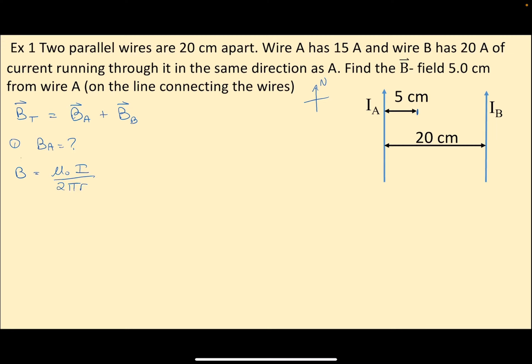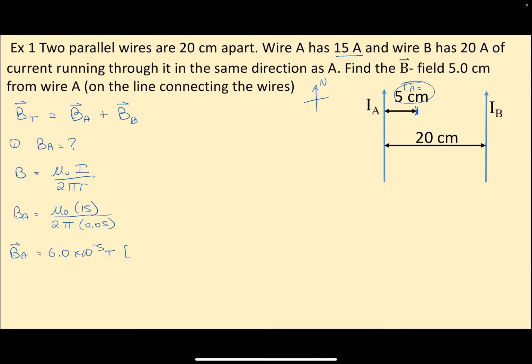So the B field for A is going to be mu naught, remember, mu naught's just that constant, times I. Current A is 15 amps, over 2 pi. And r, how far away? This is r_A, 5 centimeters, 0.05 meters. And we put that in and we get 6.0 times 10 to the minus 5 Teslas.